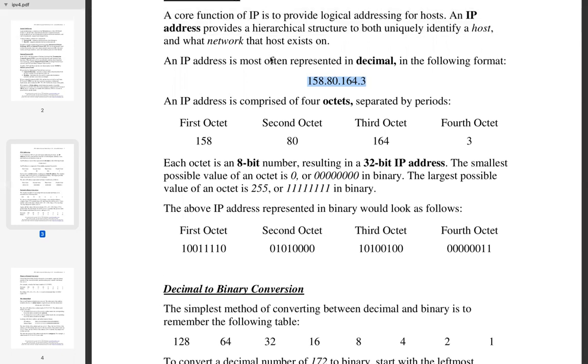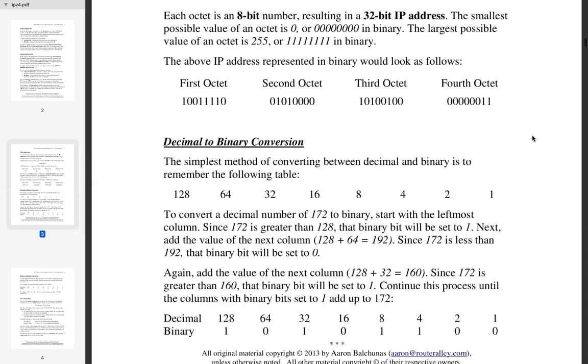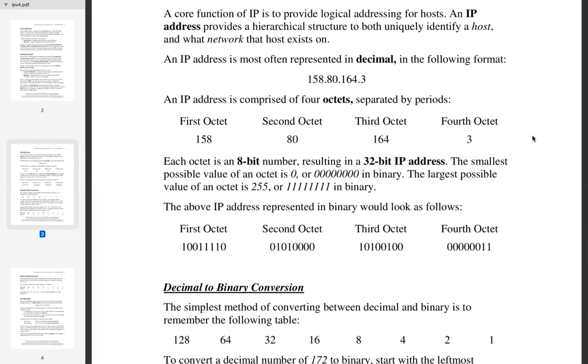separated by periods. In each of these 4 octets, we have 1, 2, 3, 4, 5, 6, 7, 8. So you see, in each octet we have 8 digits inside, which are zeros and ones. Now, this is it. If you get confused, let me know.